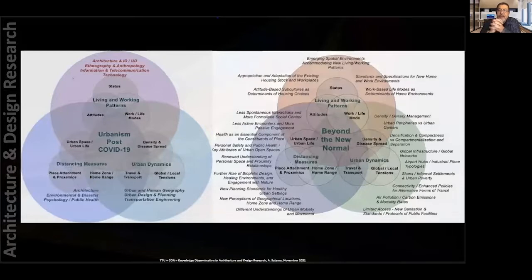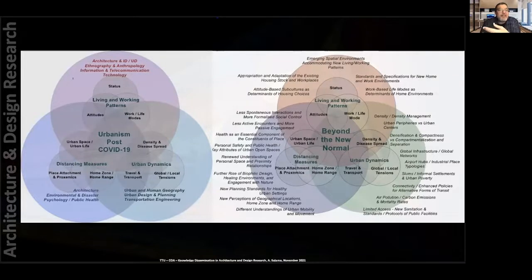In order not to speak too abstract, this is a transdisciplinary research framework trying to understand the social-spatial implications of the COVID-19 condition, trying to argue that in order to address urban dynamics or distancing measures, or emerging living and working patterns, we really need to work with other disciplines. Architects and design researchers will not be able to do it on their own. We need to work with urban and human geography experts, urban design and planning, transportation engineering, to be able to understand some of the urban dynamics resulting from the COVID condition.